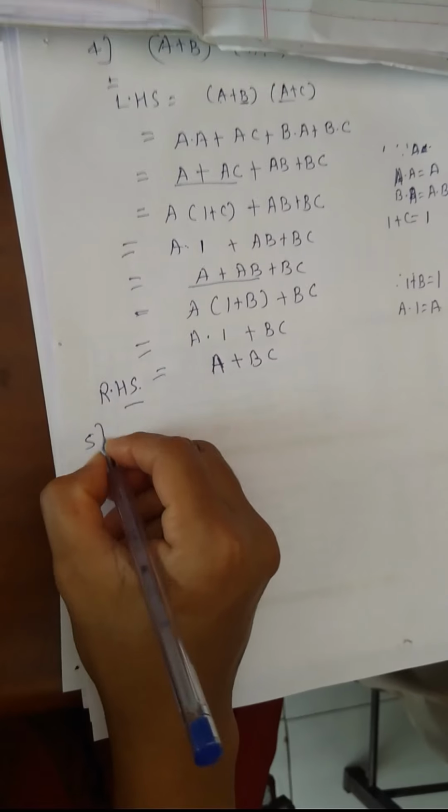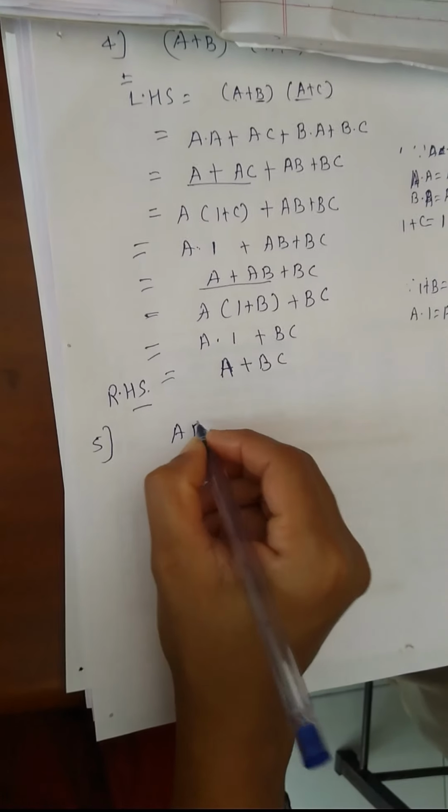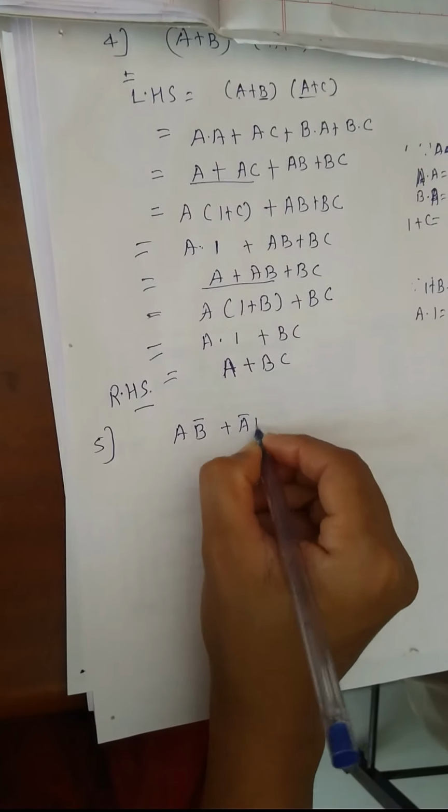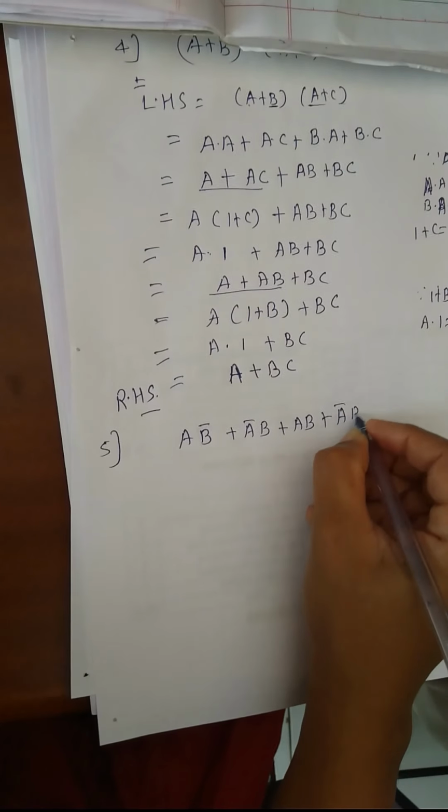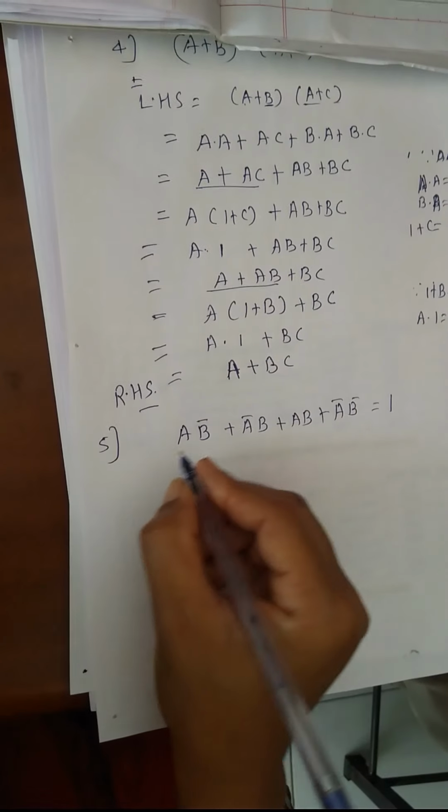Next problem: A B bar plus A bar B plus AB plus A bar B bar is equal to 1.